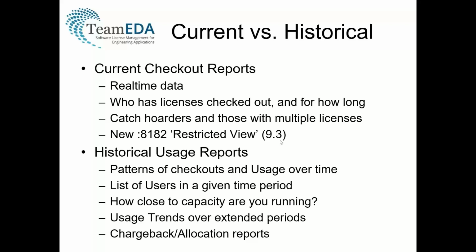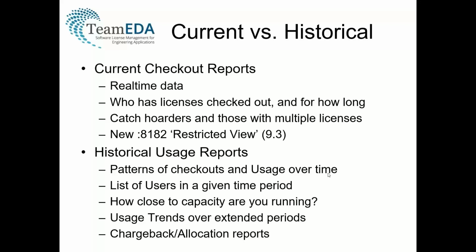In 9.3, there is a new restricted view, 8182 restricted, which basically has access to the current reports, which would be your overview, your gas gauges, and your detail. But that's all. We've added that in 9.3. So if you want to give that URL out, the restricted view, they will have access to the current checkout data.